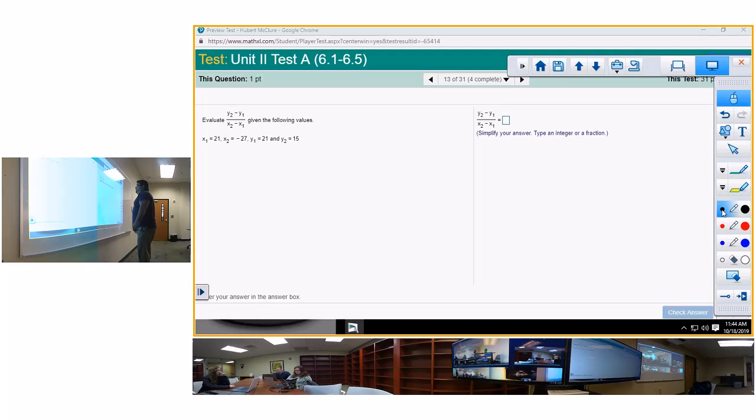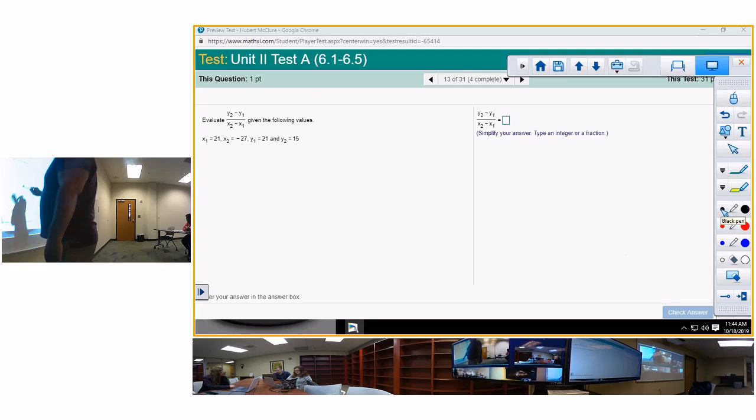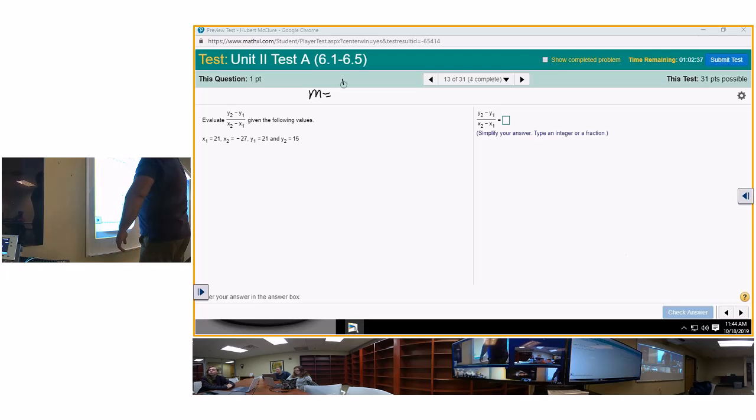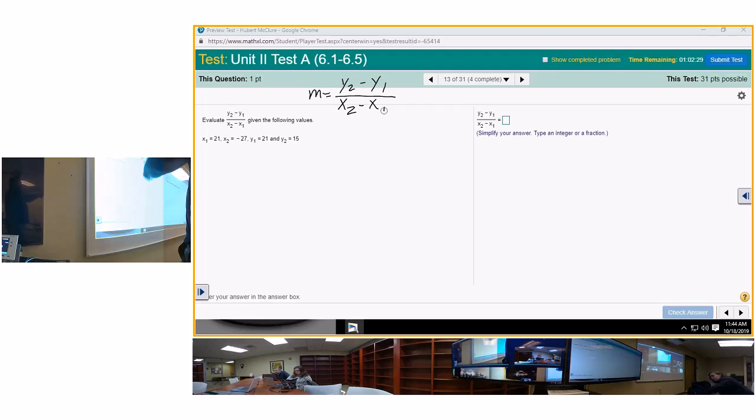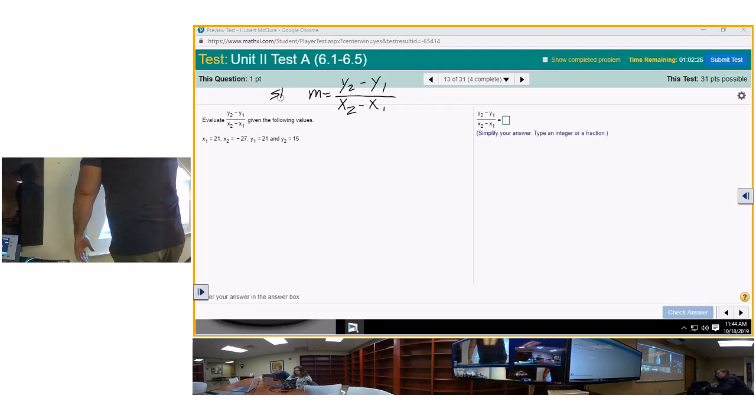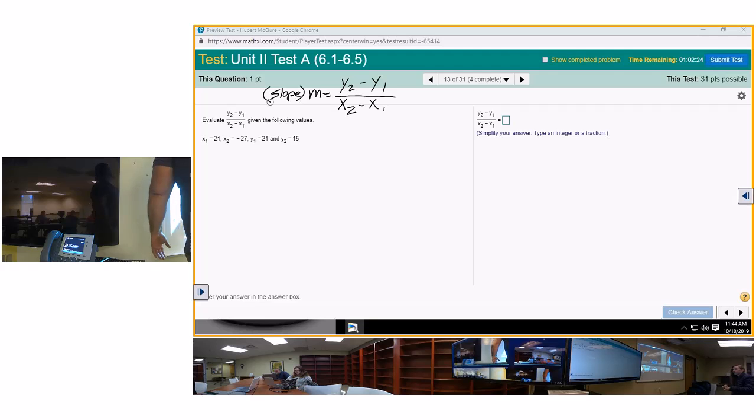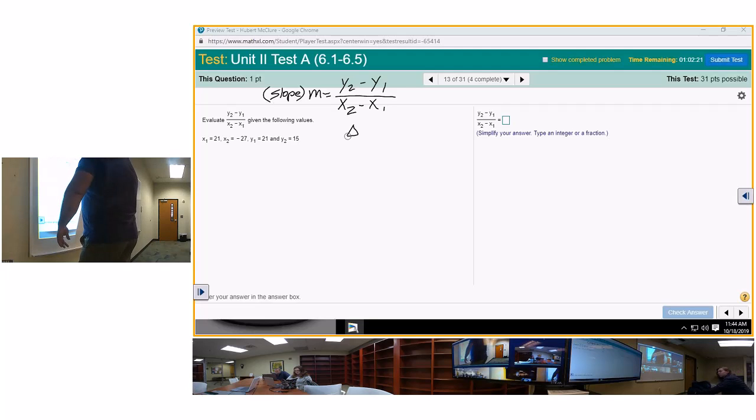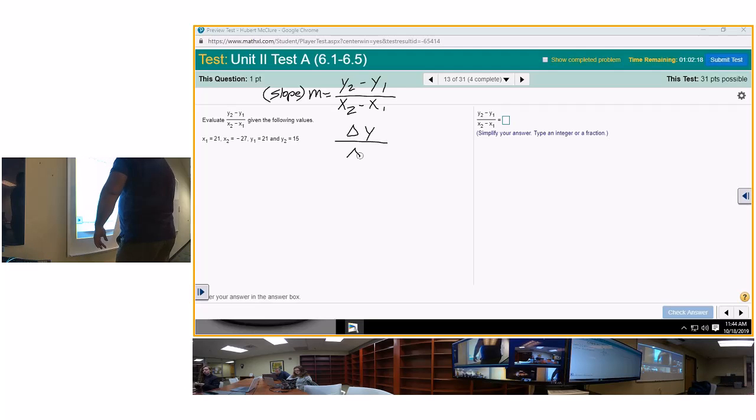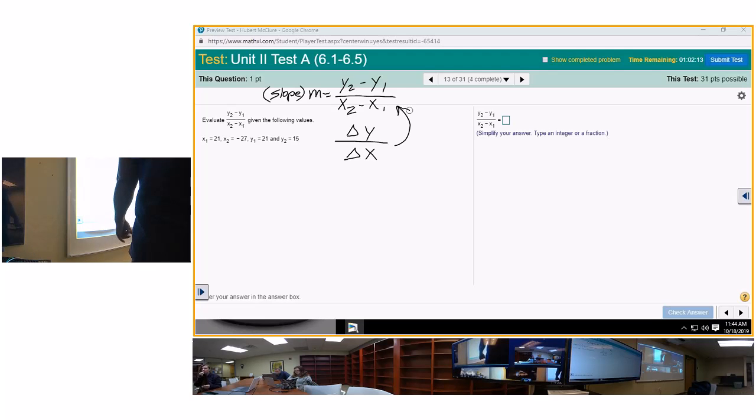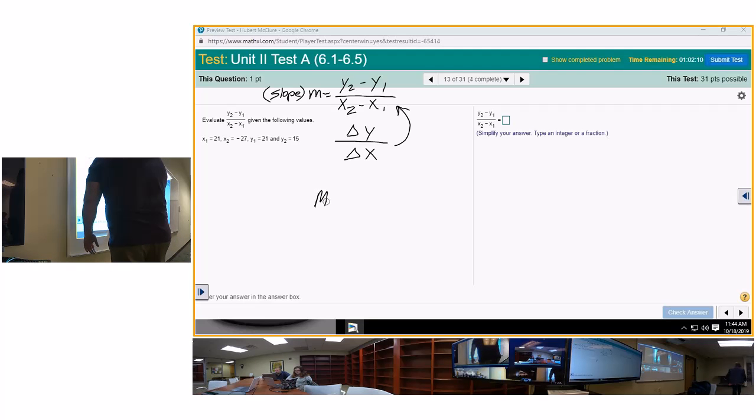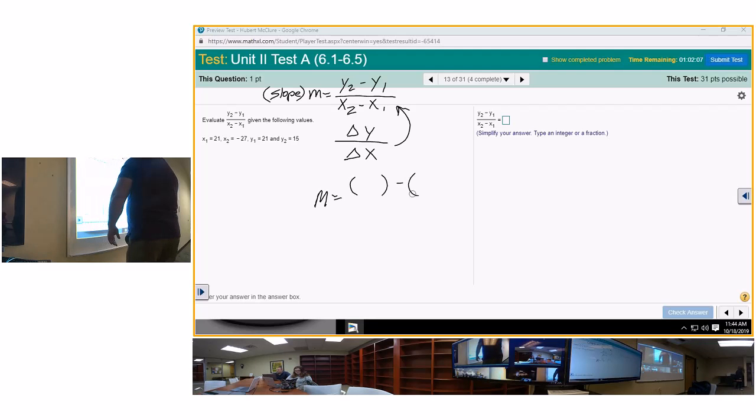First of all, this is the slope formula for those of you that might want to know. Slope is equal to y sub 2 minus y sub 1 over x sub 2 minus x sub 1. For those of you that might be taking a class in the future, that's what slope is. Slope is m, the change in y, delta y, over delta x. So all I do is go m is equal to parentheses minus parentheses over parentheses minus parentheses.